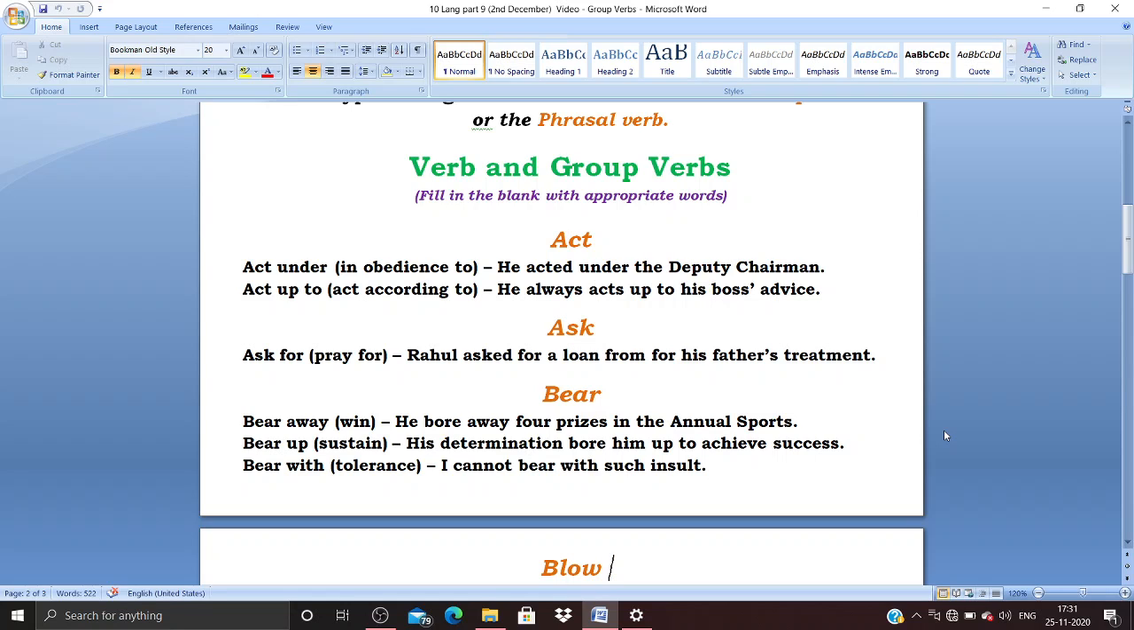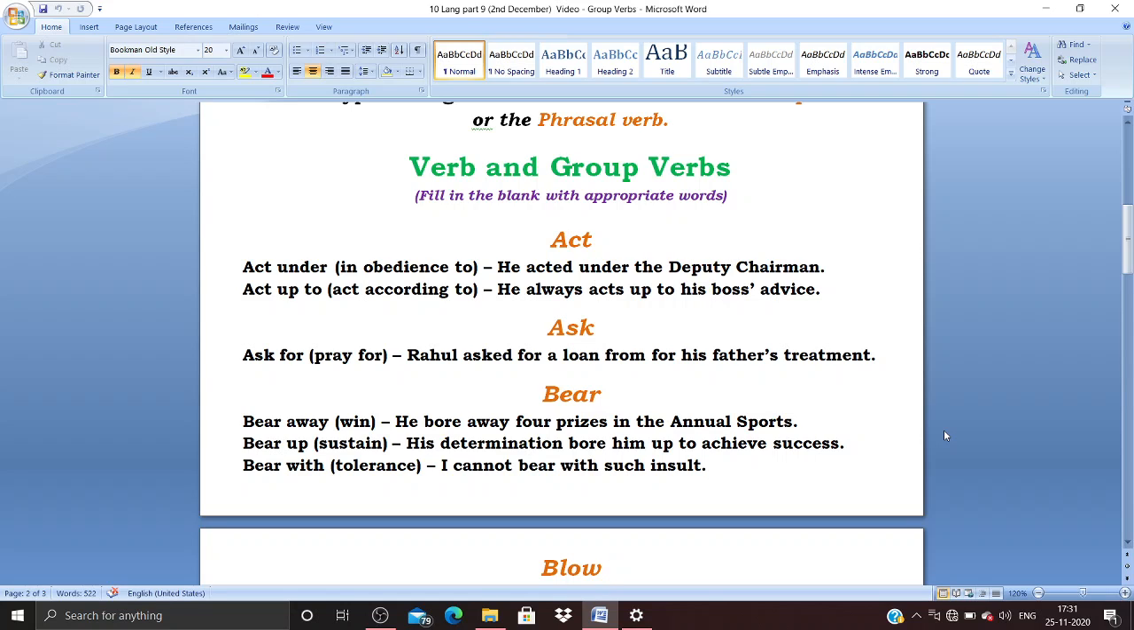Ask has a meaning by itself, but when we use a particular preposition with it, its meaning again is different. For example, ask for means pray for. Rahul asked for a loan from his office for his father's treatment.